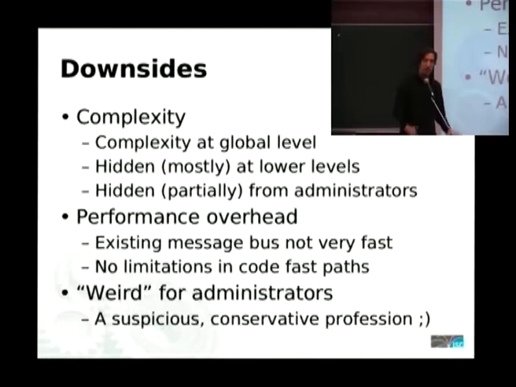Downsides: complexity. Of course, it's much simpler to just pass a data structure around than to actually have to send that across to another process. Most of the complexity is at the global level. Individual tasks, because they're only doing one or two things, are not very complex. So when you're working in the code, it's not a bunch of interconnected, highly coupled things that you have to know everything about. And as I said, administrators shouldn't have to care about this.